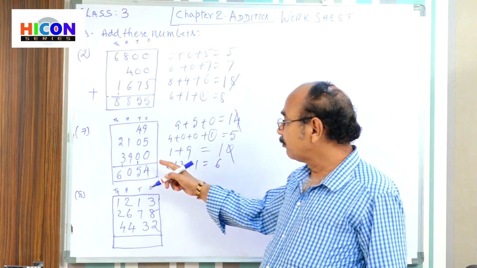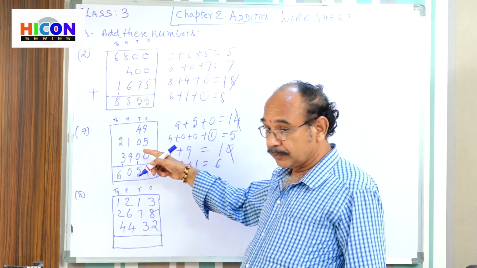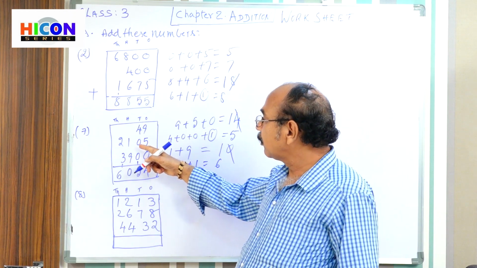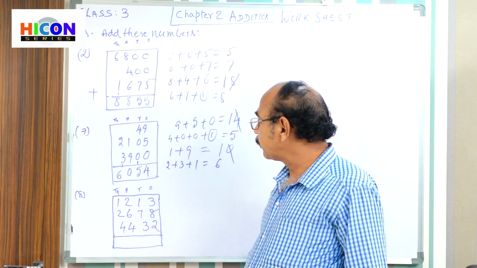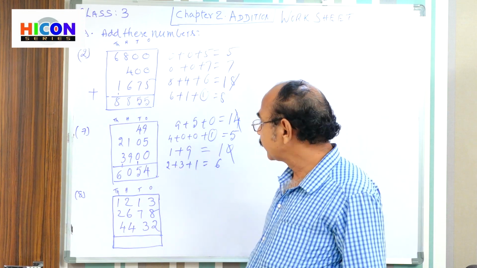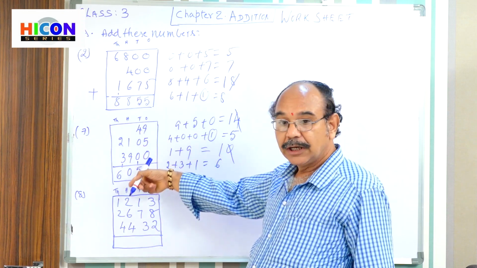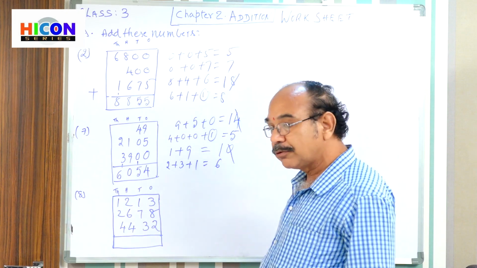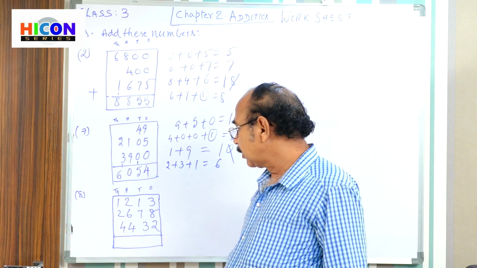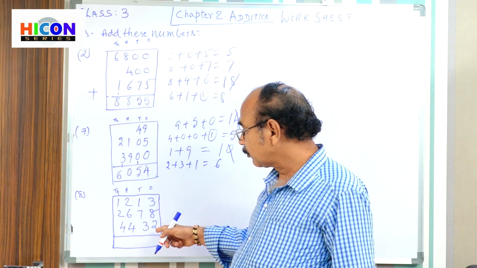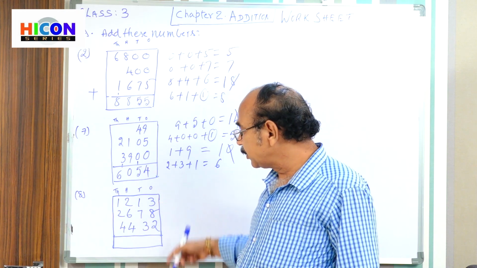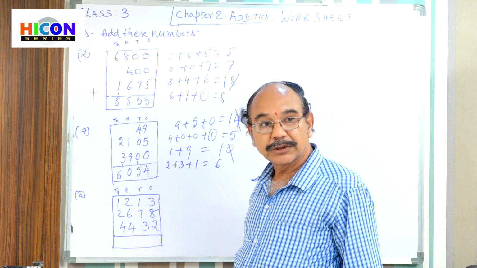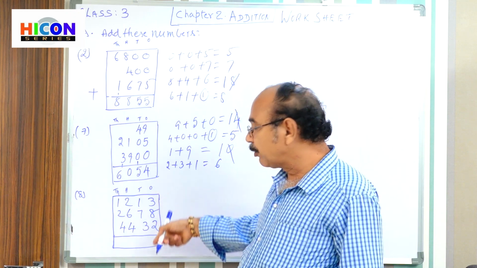Here we got regrouping in the hundreds place. Regrouping is there. Now come to the last question. In this 8th question, 3 numbers are there. Addition of 4-digit numbers. These are all 4-digit numbers. Now we are showing the addition of 4-digit numbers.